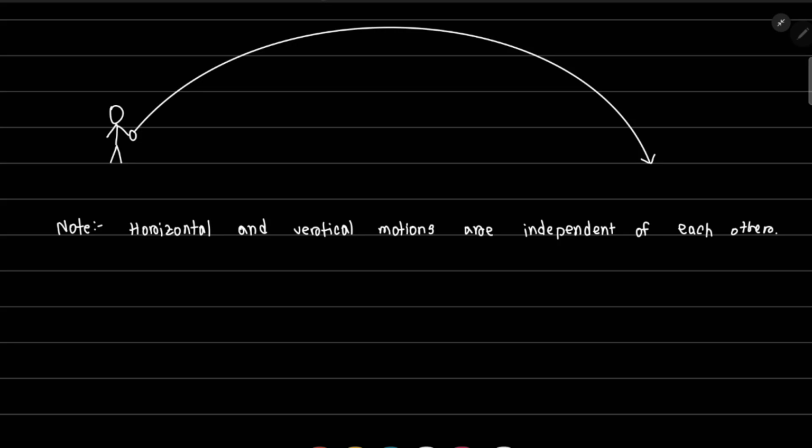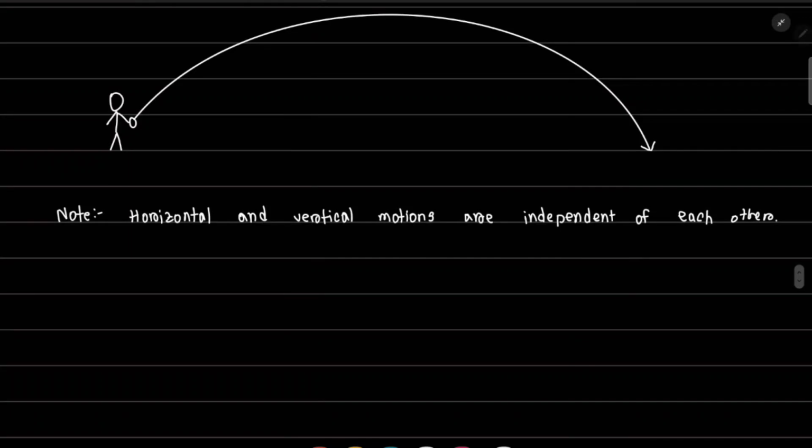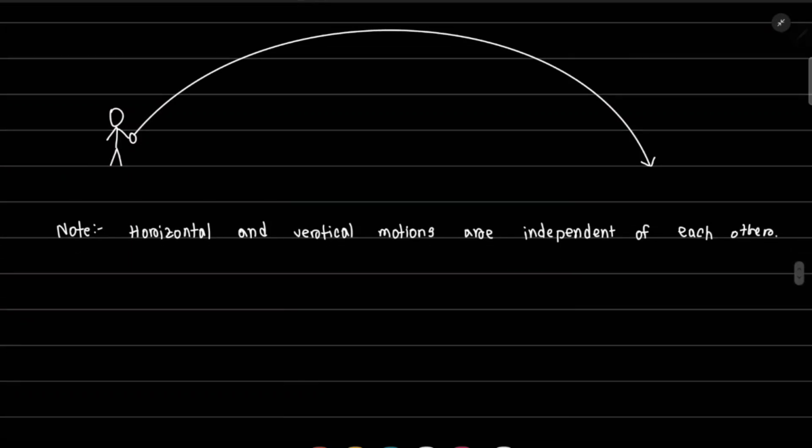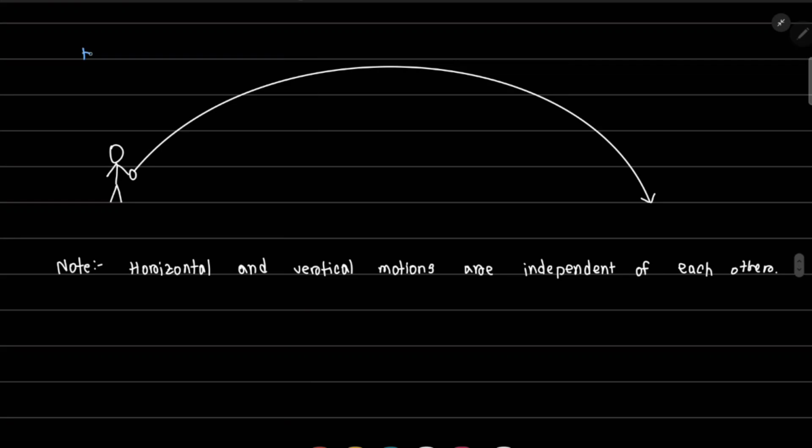So whenever we have a problem of projectile motion, we'll divide it into the vertical and horizontal motion. In horizontal motion, which I'll denote with HM, we have a constant velocity because we don't have any horizontal forces acting on it. Whereas for vertical motion, we have an acceleration equal to minus g.